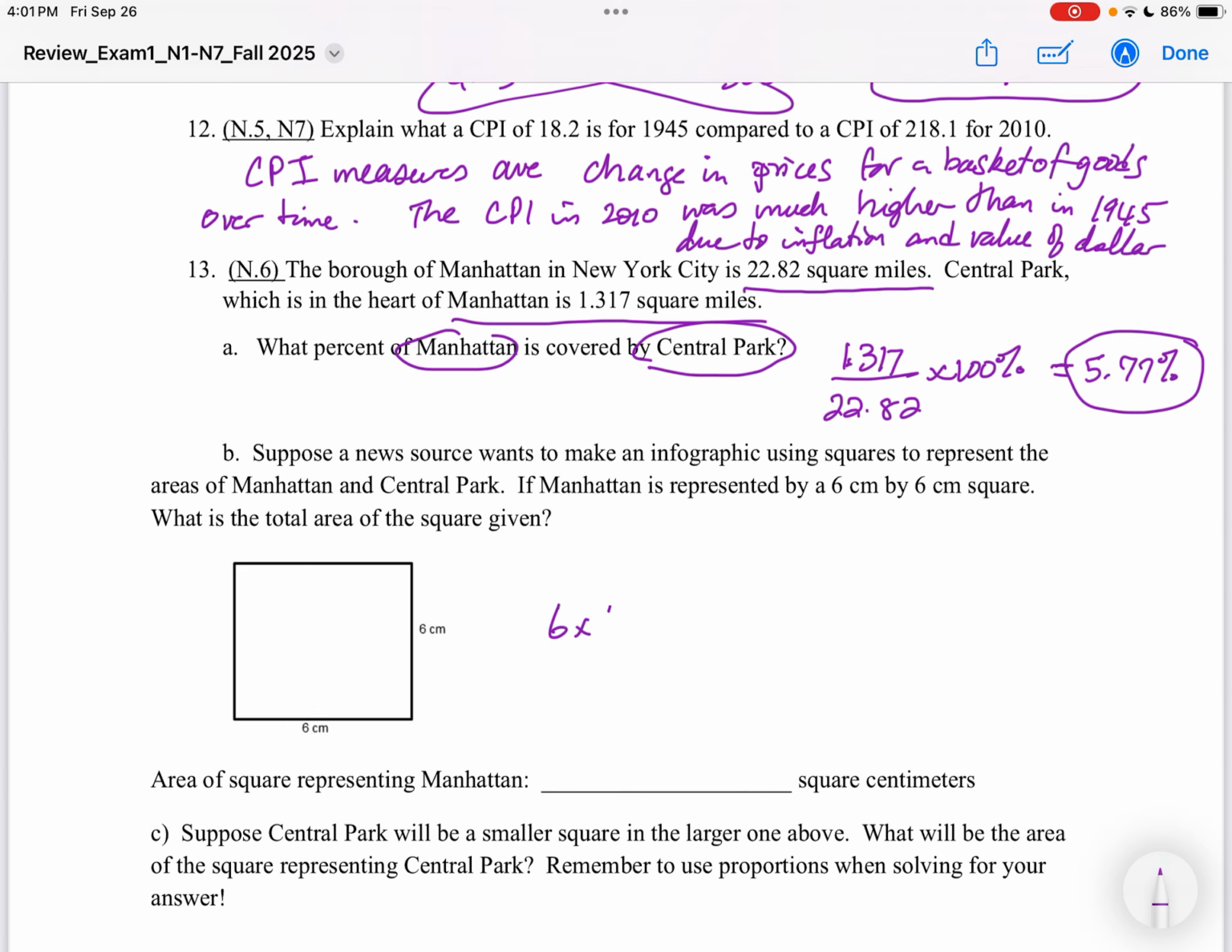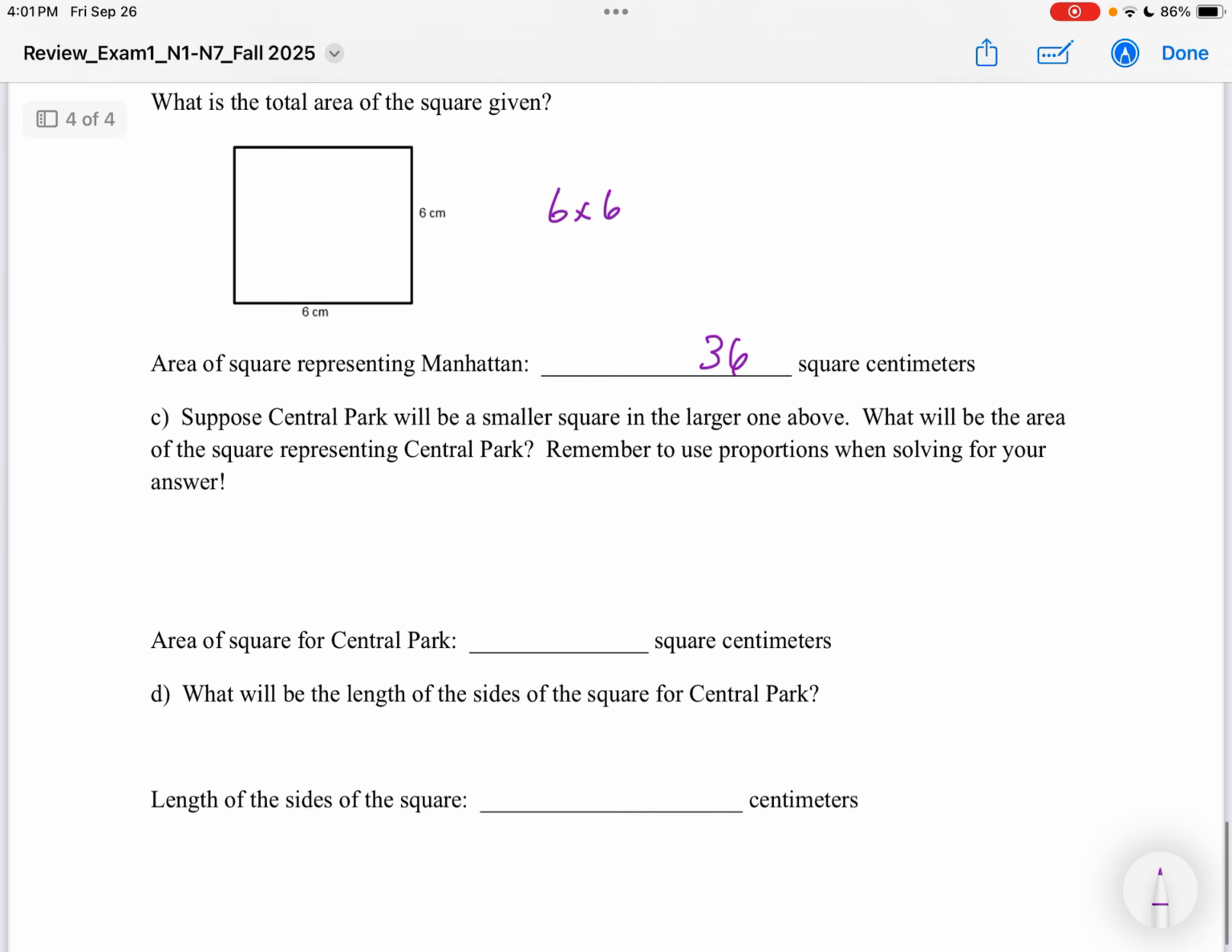Now this one's saying just to find the area of a square. Pretty simple, 6 times 6, 36 square centimeters. Now, just like the Disney problem, we're going to set up a ratio, supposing Central Park will be a smaller square inside the big square. What will the area of that have to be? So we'll make a ratio for Manhattan. Manhattan's area was 36 for the square, but its actual area is 22.82. And then for Central Park, I'll call it CP, we need to find its area. Its actual area is 1.317.